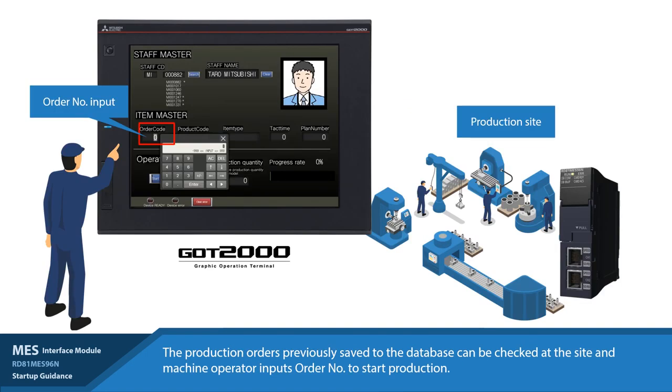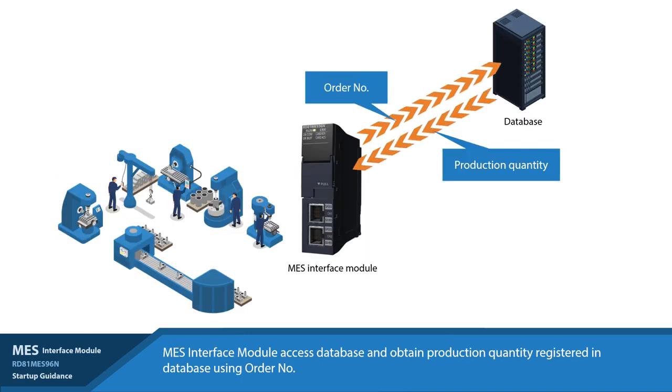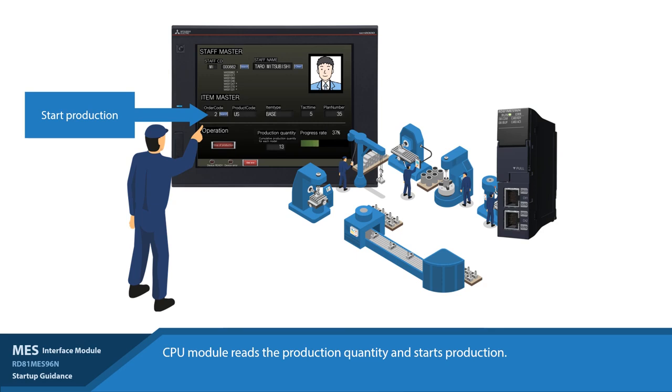In this example, the production order already exists in a customer's database. This order contains key information on what and how many of a particular product they need to manufacture. To begin the manufacturing process, the operator will enter the order number into the HMI. The MES interface module will then reach out to the database and pull production data based on the provided order number.